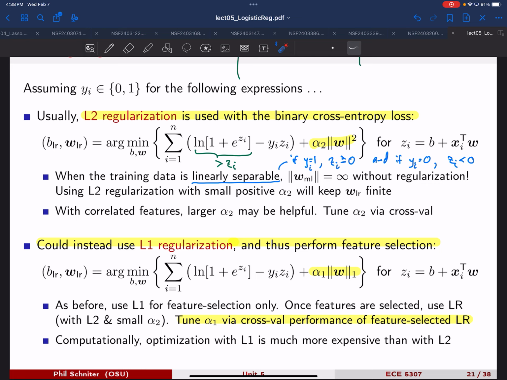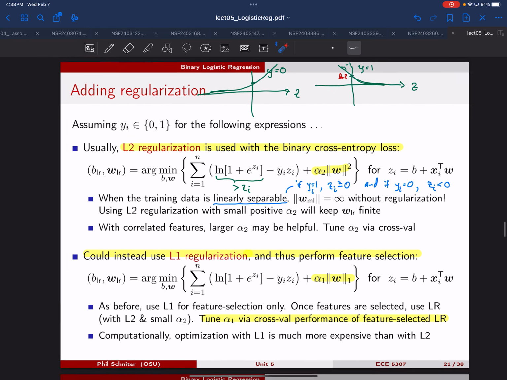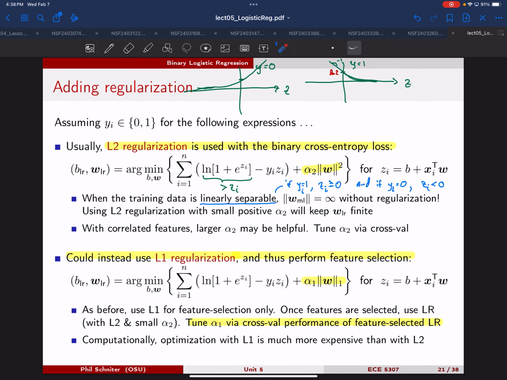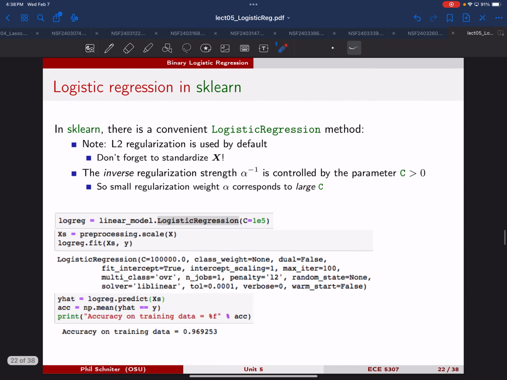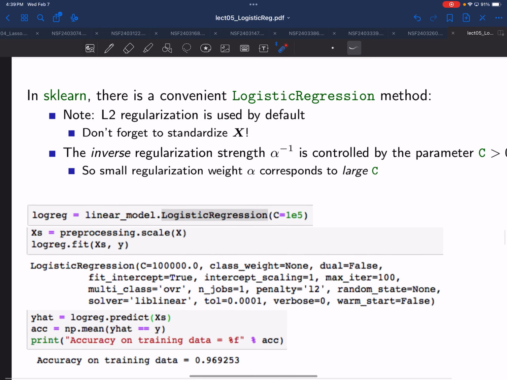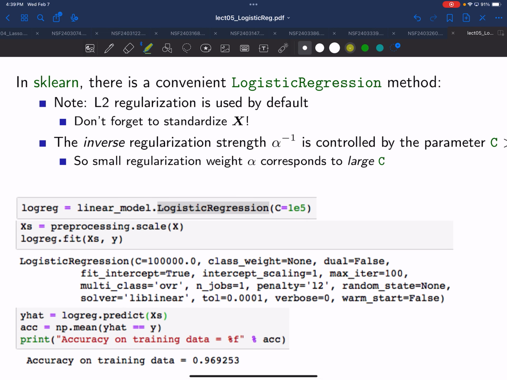Okay, so that concludes this slide. Are there any questions on this? Okay, great. So let's just take a look at how we do this in scikit-learn. We again use the linear model library. Now, instead of linear regression or lasso, it is called logistic regression.